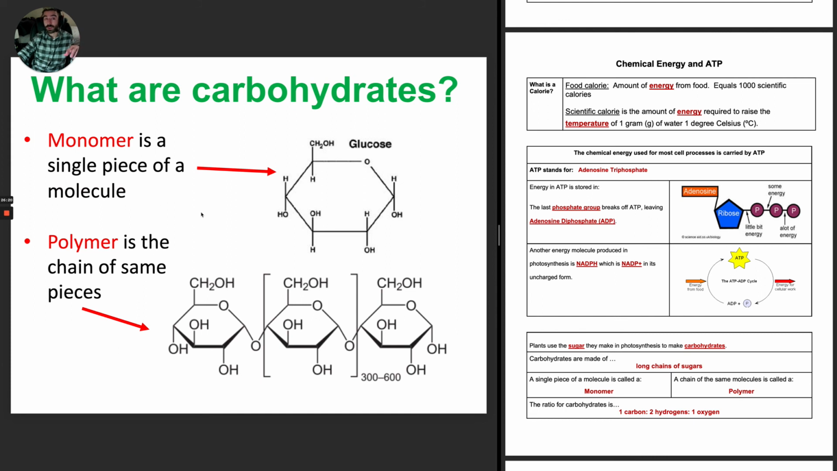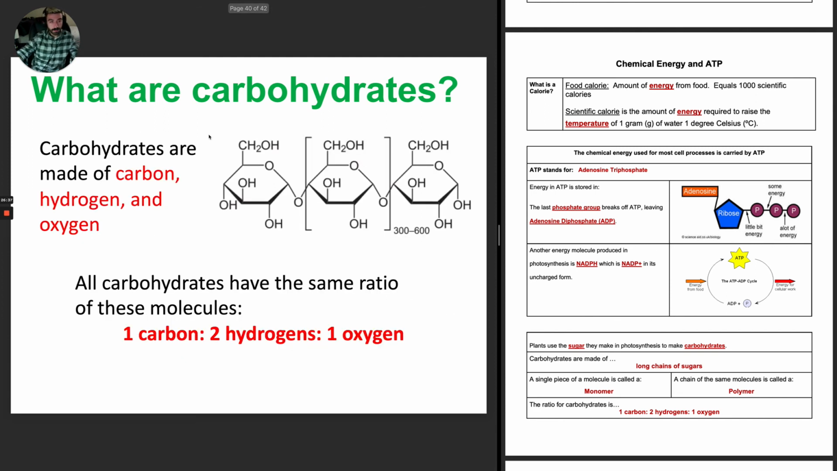Remember that a monomer is what we call a single piece of a molecule, and that a polymer is a chain of the same pieces, or of the same monomers linked together. So a sugar is a monomer, and a carbohydrate is the polymer. So carbohydrates are made up entirely of carbon, hydrogen, and oxygen. Just 3 elements make up all of these sugars. Everything you see here is made up of one of those. So these little dots here are carbons. Now they all have the same ratio of these molecules. For every 1 carbon, there will be 2 hydrogens and 1 oxygen.